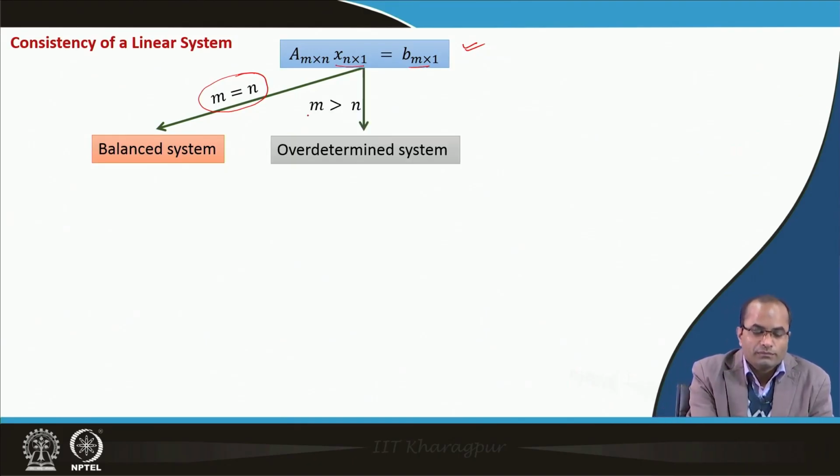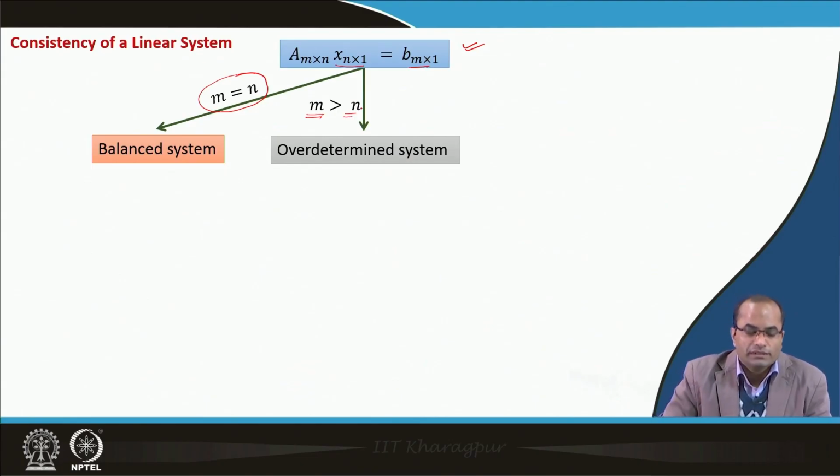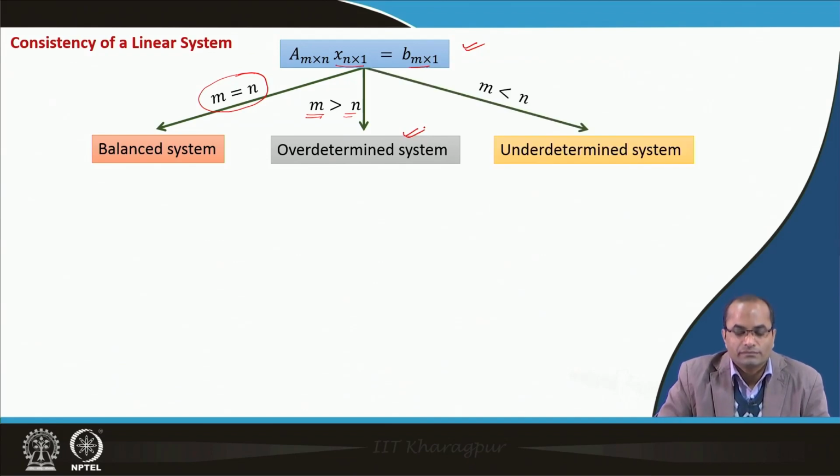When m, the number of equations, is greater than the number of unknowns, then we call such a system an overdetermined system. And the third case, when m is less than n, so the number of equations is less than the number of unknowns, then we call such a system an underdetermined system.